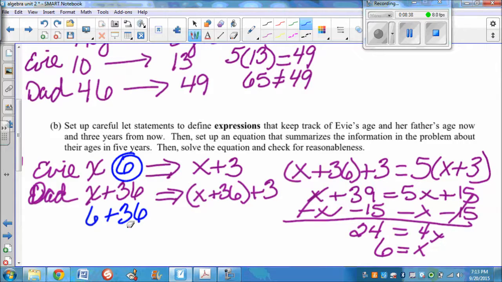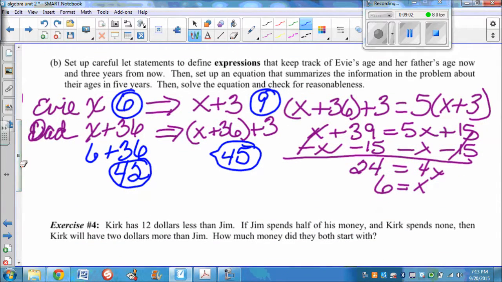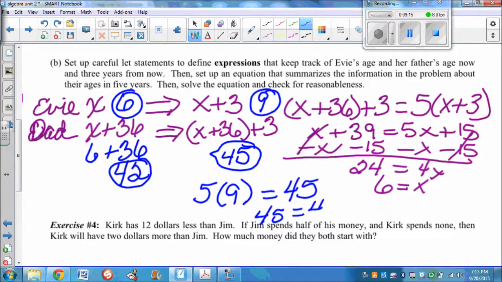So, anywho, I digress. So, Evie is 6, and her dad, okay, is 42, to start. And then in 3 years, she's 9, and her dad is 45. Holy cow, does it check? It says in 3 years, her dad is 5 times her age. So does 5 times her age equal her dad's age? It sure does. 45 equals 45. That could be your check.